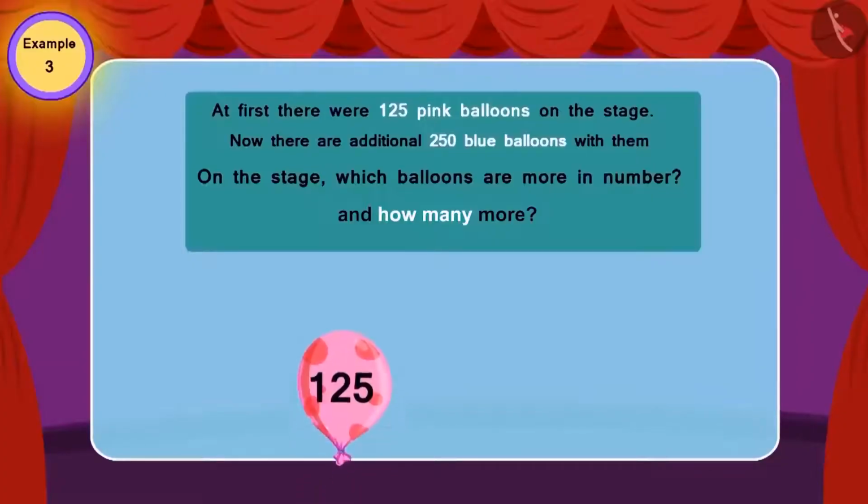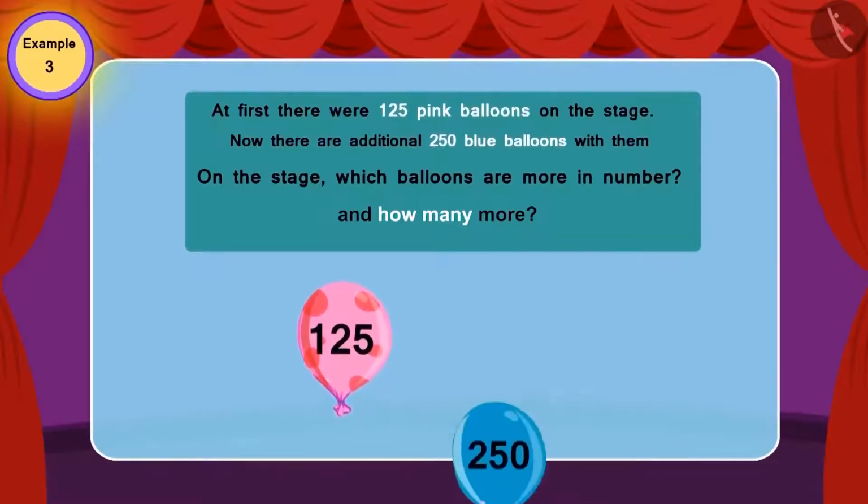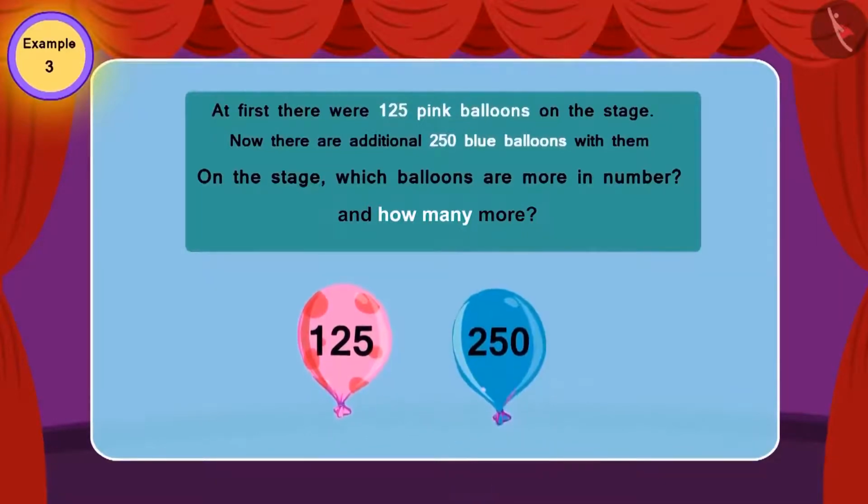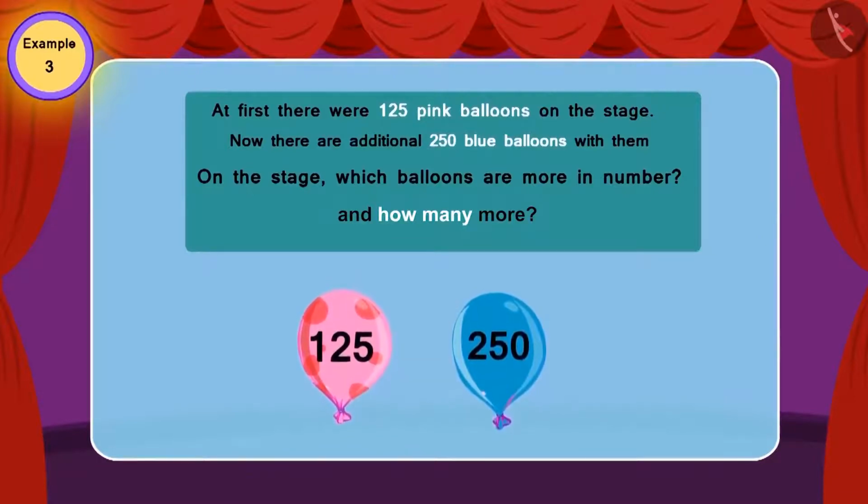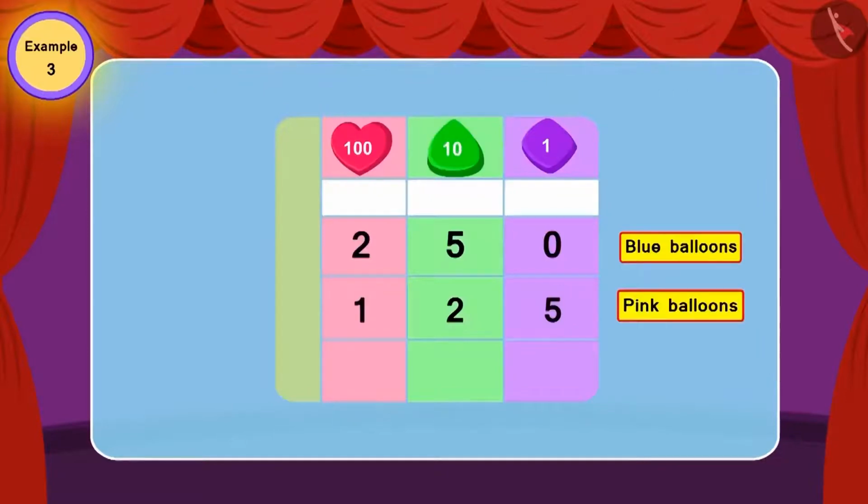At first, there were 125 pink balloons on the stage. Now there are additional 250 blue balloons with them. Which balloons are more in number on the stage? And how much more? Children, can you find if in this question should we use addition or subtraction?